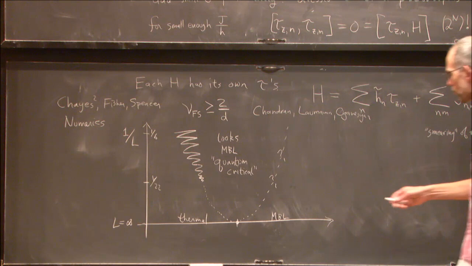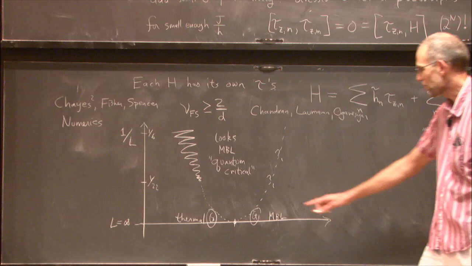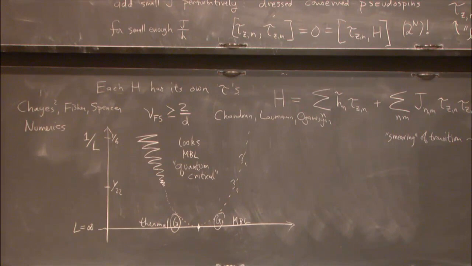Okay, there's interesting Griffiths effects on both sides. So let me just write that here, G. If you're near the transition with disorder, you have rare region effects, Griffiths effects, a lot of interesting things there to talk about. Which would be absent in the quasi-periodic, exactly. Yes.